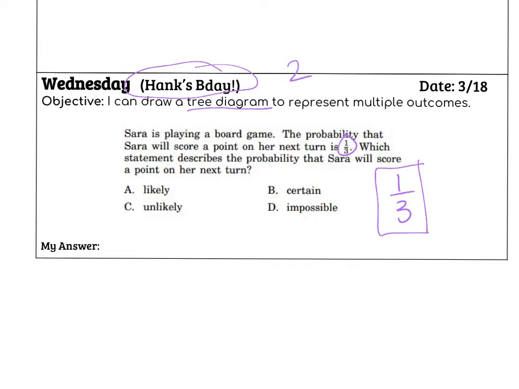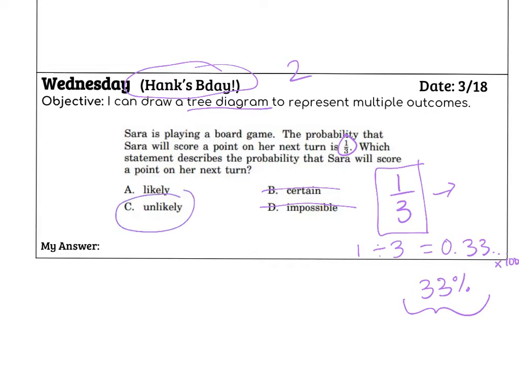And that answer is change this to a decimal, or a percentage, I should say. So to do that, you divide in your calculator 1 divided by 3, and you should get 0.3 repeating. But we need to make that a whole percent, so we multiply that by 100, and we get 33%. And if you remember, if it's not 0, it can't be impossible, and if it's not 100%, it can't be certain. And since this number falls below 50%, we call this unlikely. So the answer here is C, unlikely.